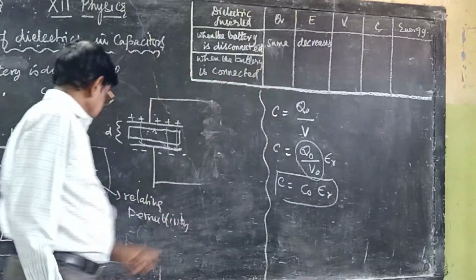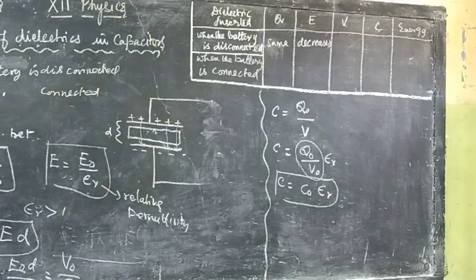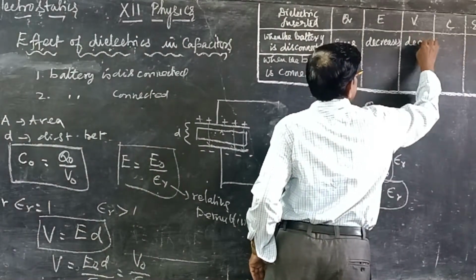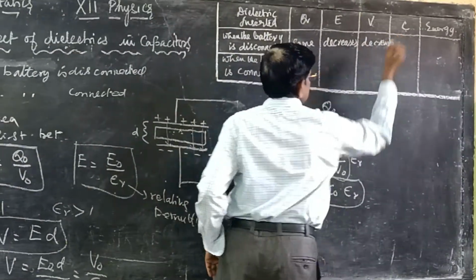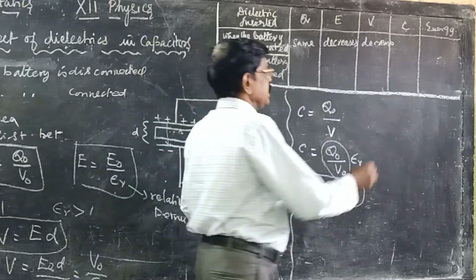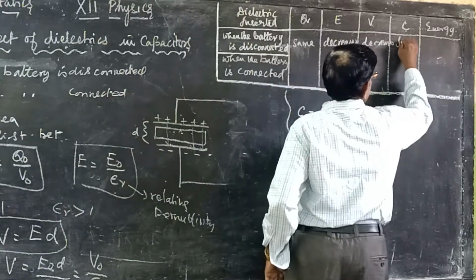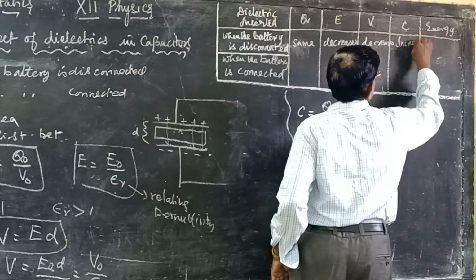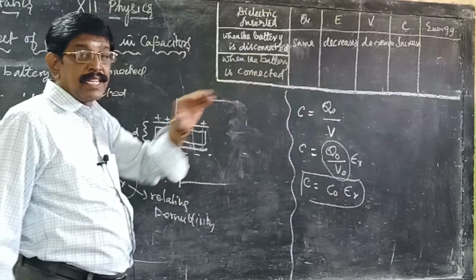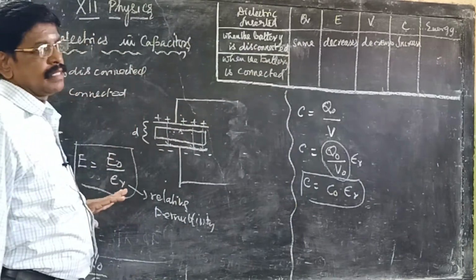Since the electric field is decreasing, the potential also decreases. As per this formula, the capacitance value increases. Next, what is the last one? Energy we have to discuss.